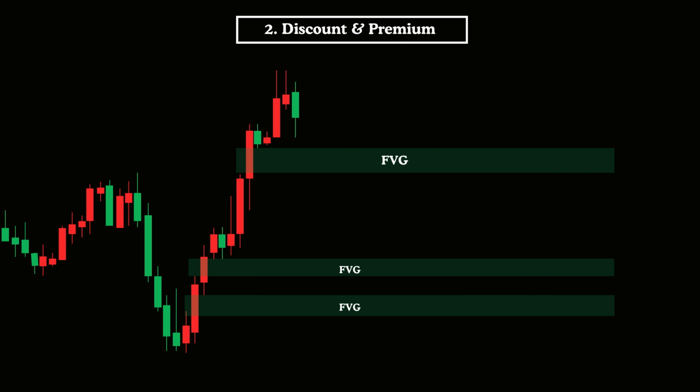Rule number 2. In a bearish market, only consider fair value gaps, FVGs, that form within the premium zone when planning to enter short positions. On the flip side, in a bullish market, your focus should remain on FVGs located in the discount zone to execute long positions. This ensures that trades are aligned with optimal pricing and directional bias.